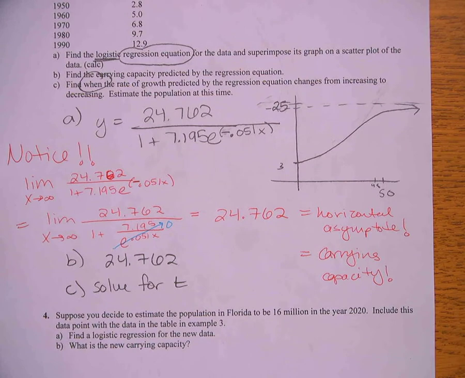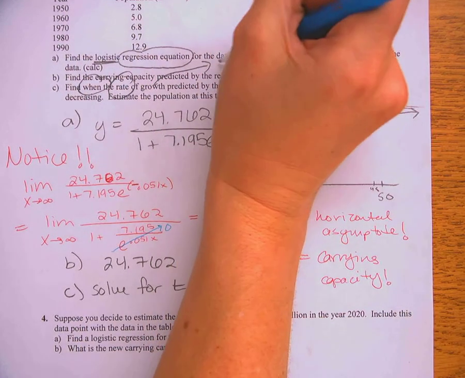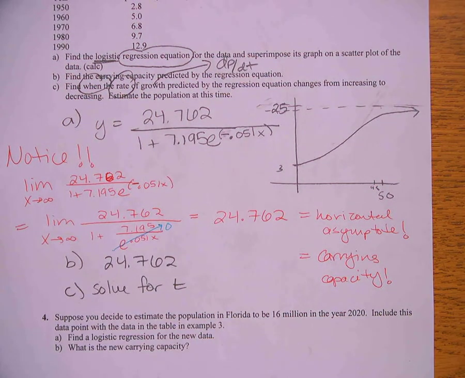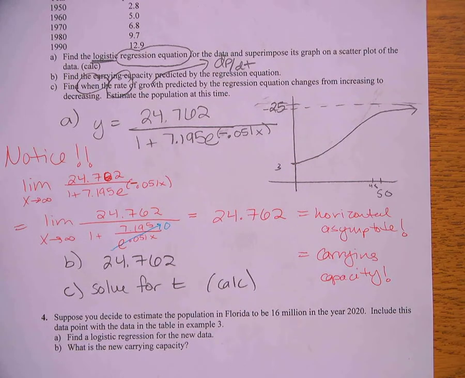Find when the rate of growth changes from increasing to decreasing. Okay, the rate of growth is the derivative. Anytime you see that word rate, that's the dP/dt. So let's go ahead and go back to our calculator. We're going to do this all in the calc because it's going to be really scary if we didn't.